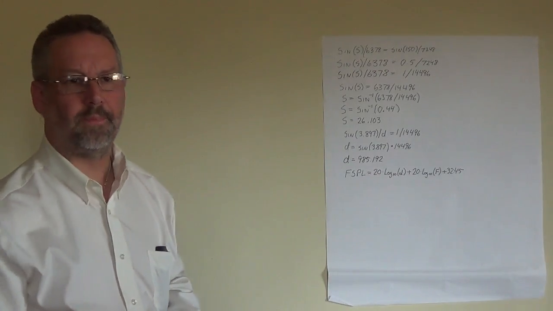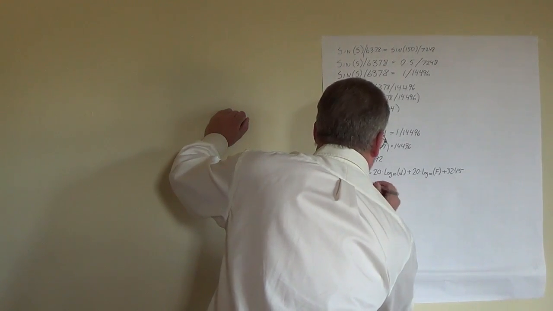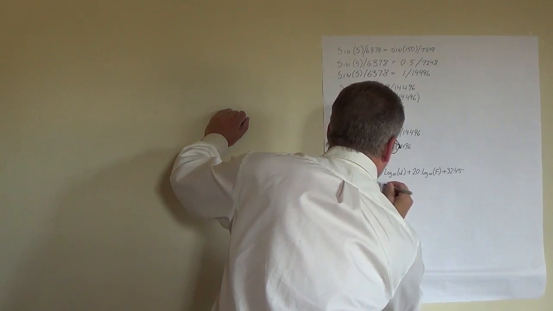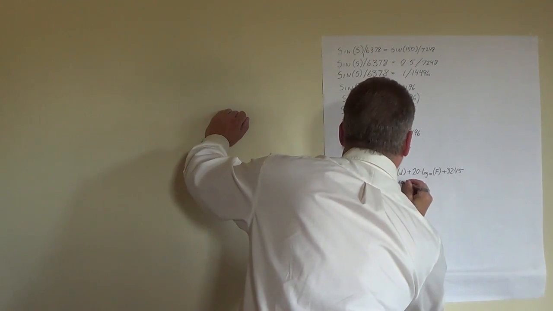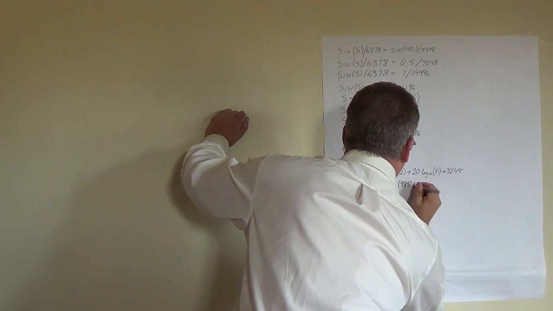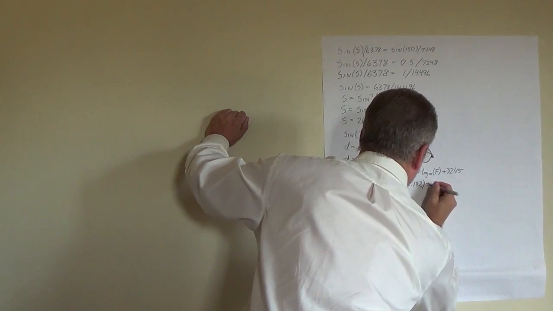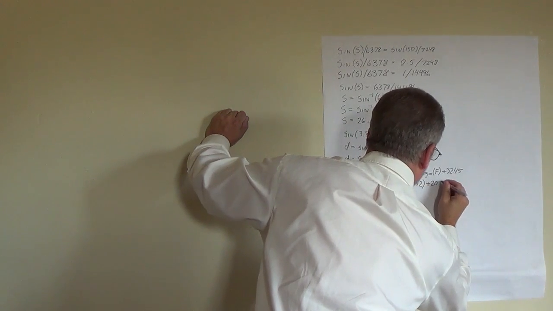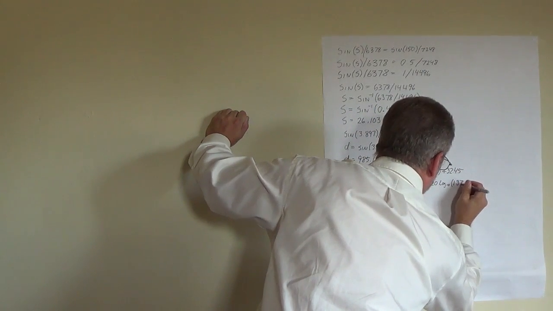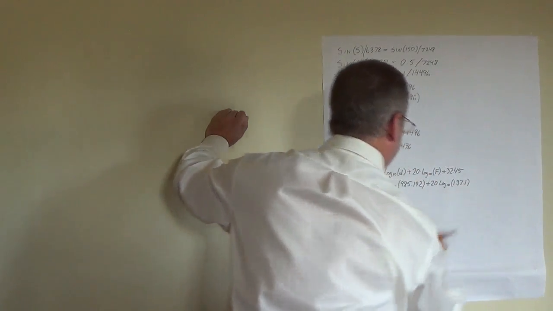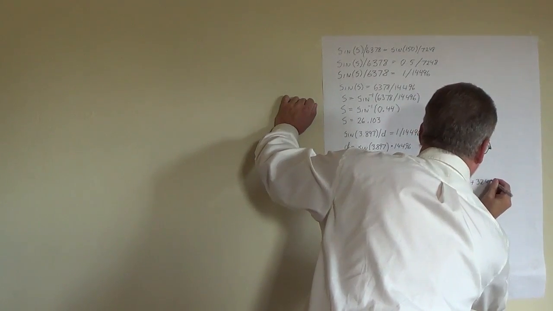So let's plug in some real numbers. At this point in time, free space propagation loss is equal to 20 times log 10 of 985.192 plus 20 log 10 of 137.1 plus 32.45.